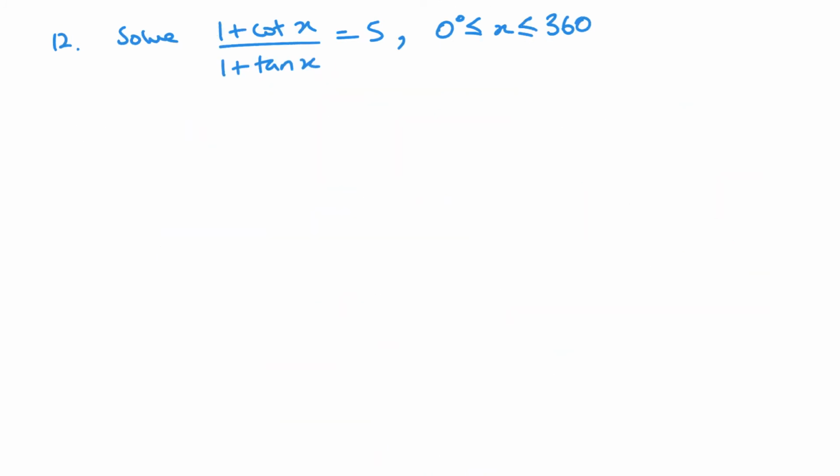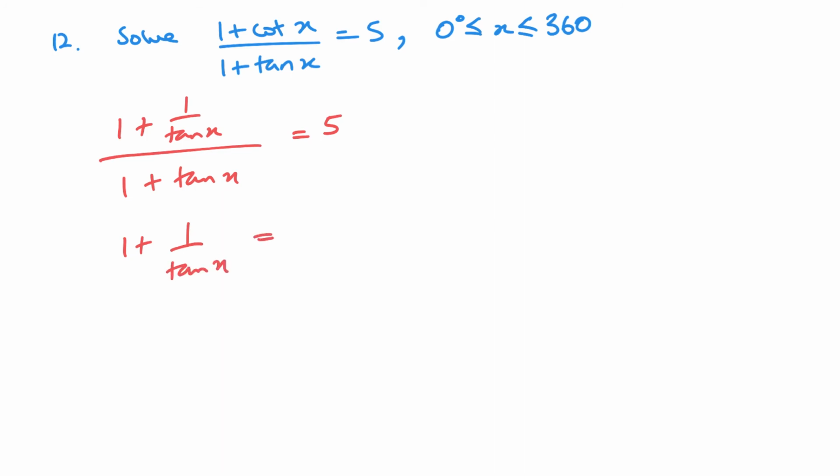Long one tonight. Right, let's have a little look at this. So we've got (1 + 1/tan x) / (1 + tan x) = 5. I'm doing that so things are in terms of tan. So 1 plus 1 over tan x, I'm going to multiply by the bottom of my fraction, so 1 + 1/tan x is 5 + 5 tan x.